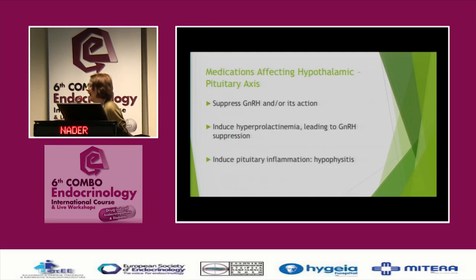With that, how do medications affect the hypothalamic pituitary axis? It can do so in one of three ways. One is to suppress GnRH itself or influence its action. The second, of course, is to induce hyperprolactinemia, leading to GnRH suppression. And the third is to create an inflammation of the pituitary.